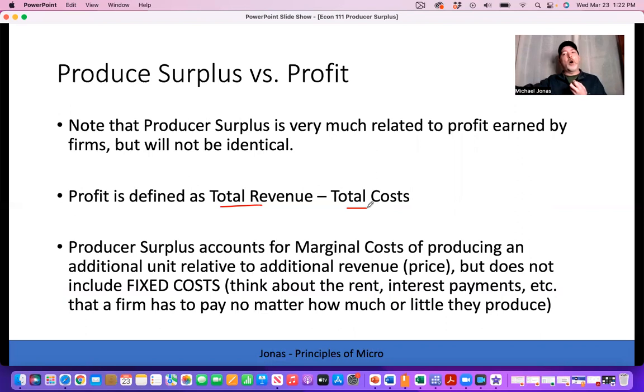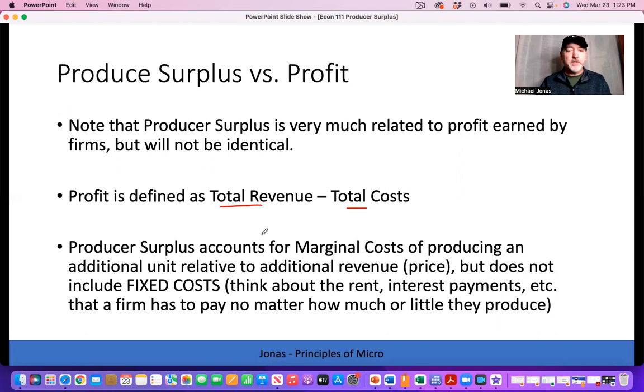It doesn't include all of the costs, right? All we're calculating there is the marginal cost. How much does it cost me extra to produce that one additional unit? And if I can sell it for a higher price, then I'm going to earn that additional value. So we can think of producer surplus as representing the summation of all of the marginal profits, the gain from producing that one extra unit.